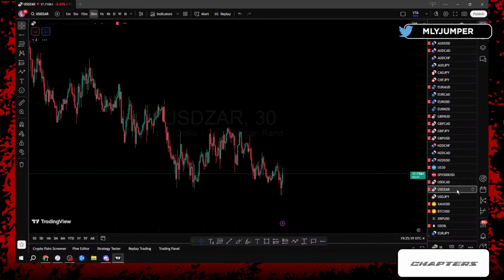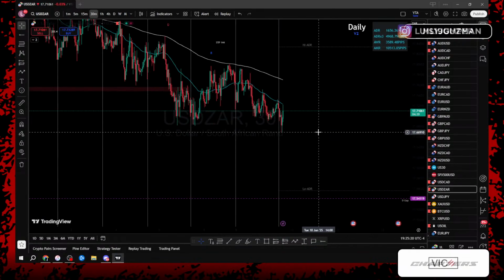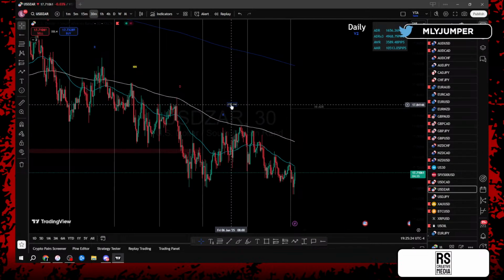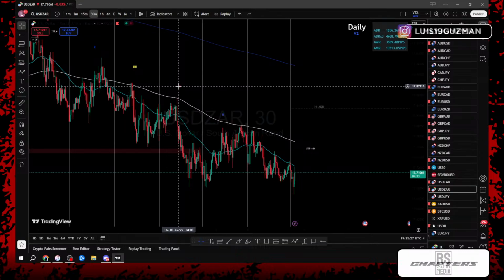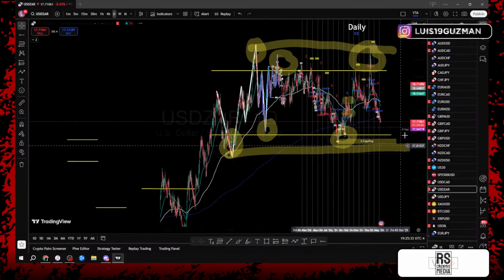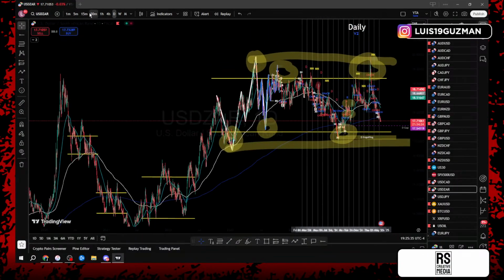USDCAD I'm not trading. USDZAR I'm not trading until we fill this gap from the bottom. We're still in an overall uptrend. We're still in V2 for USDZAR. We're still in the second zone of consolidation, and we're just looking for price to fill that gap up at the bottom. So USDZAR I'm not trading until we fill that gap up.